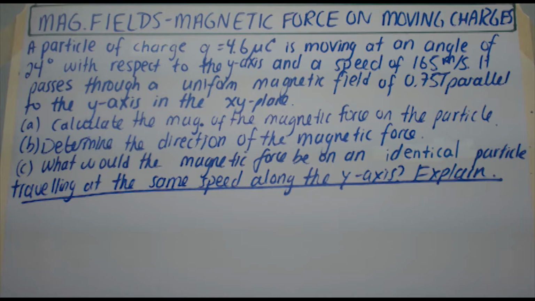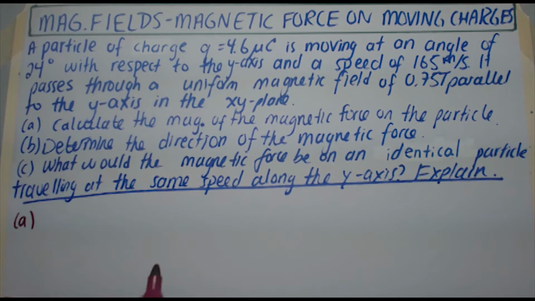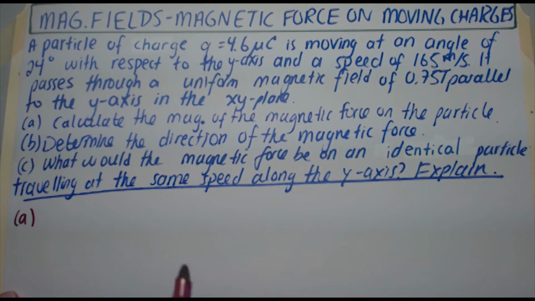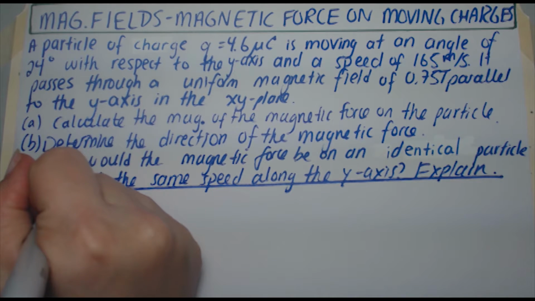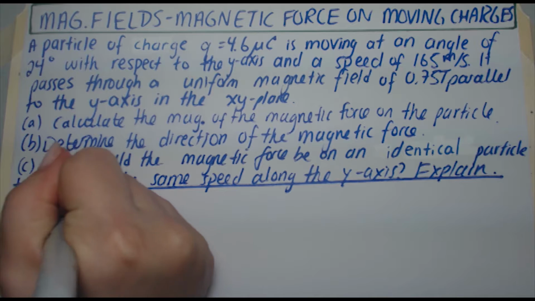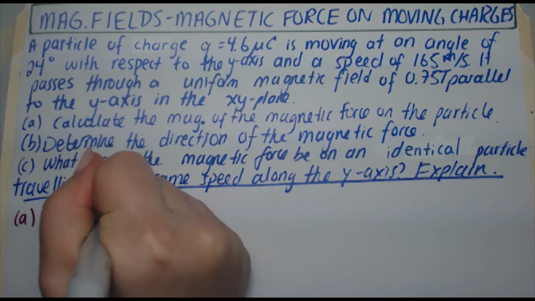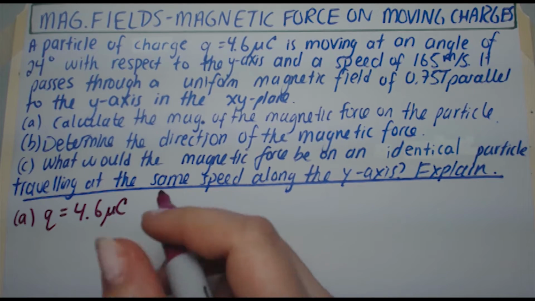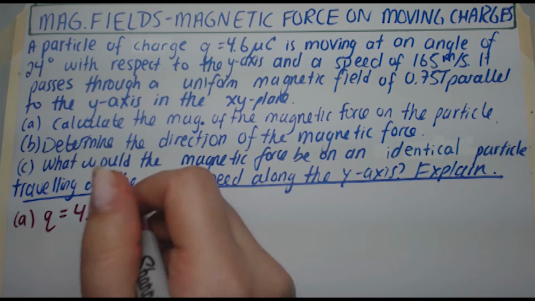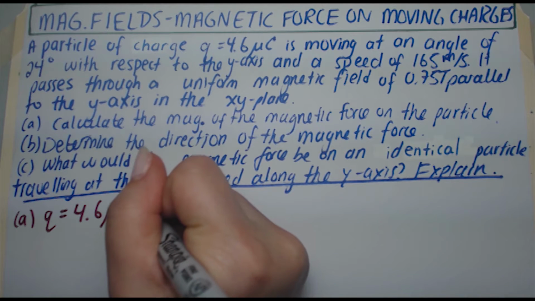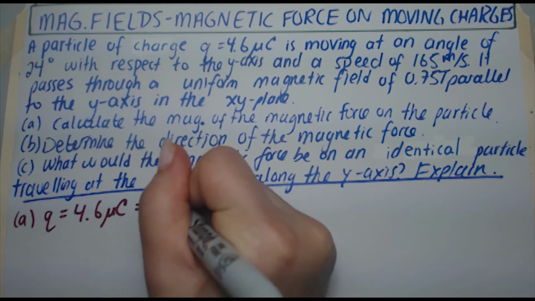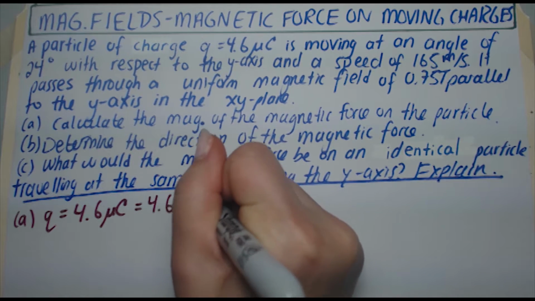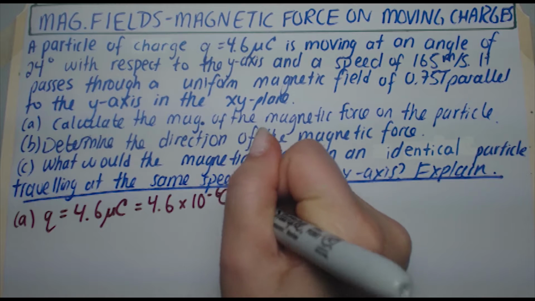So let's start off with A. Finding the force is really simple. Really all we have to do is plug our knowns into a formula. So Q, first of all, we're given the charge. It's 4.6 microcoulombs. Now we have to change that to SI units, so convert the micro. You have to get it just in coulombs. The prefix micro means times 10 to the minus 6. So this is 4.6 times 10 to the minus 6 coulombs.